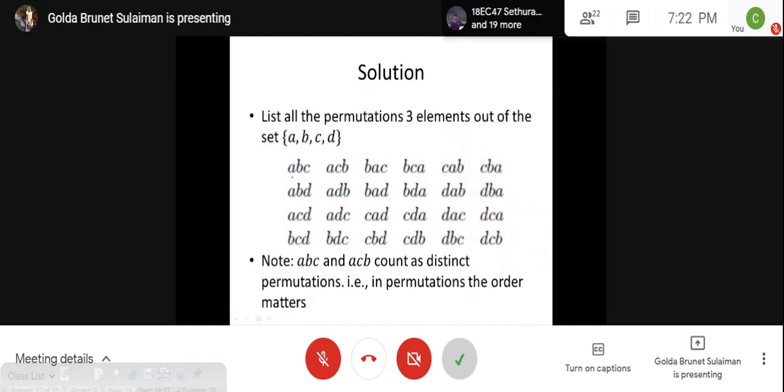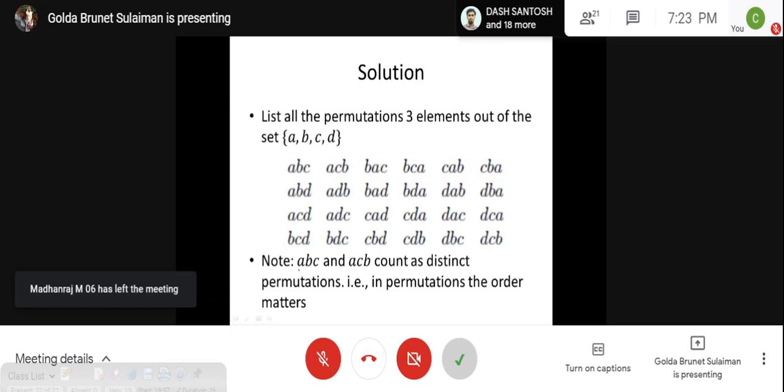Check it out. Okay, so you have ABC, ACB, okay, and BCA, BAC, and so on. Okay, so check out, this is the solution. If you have missed out something, you should be able to identify.